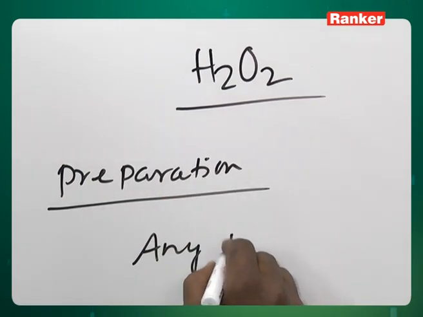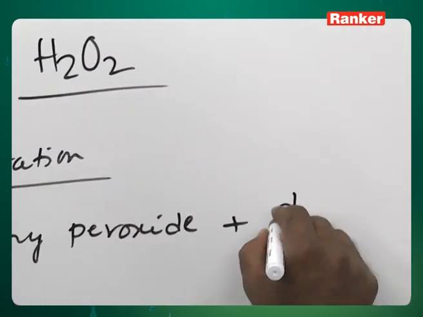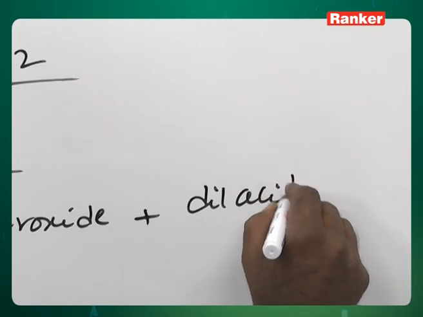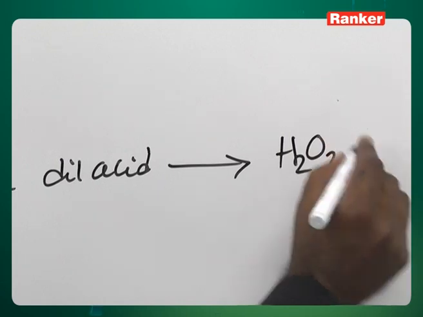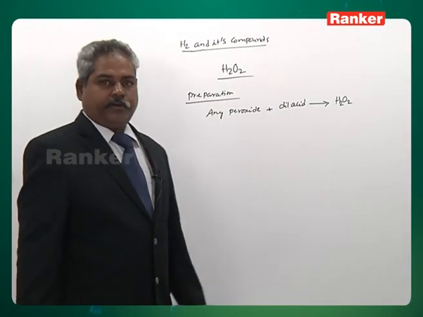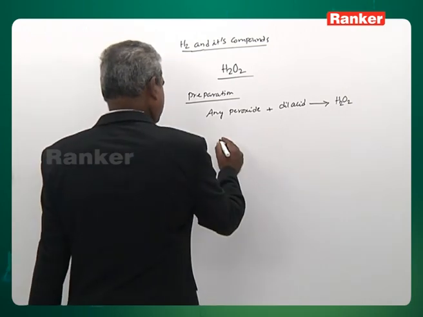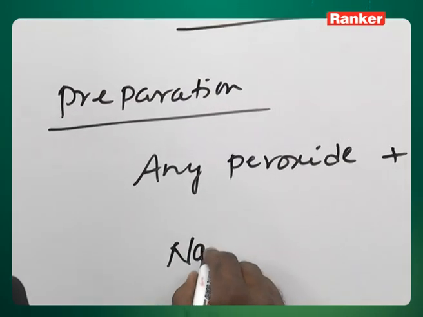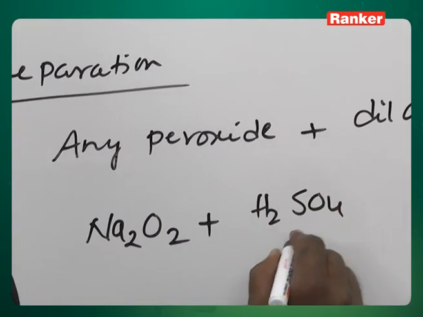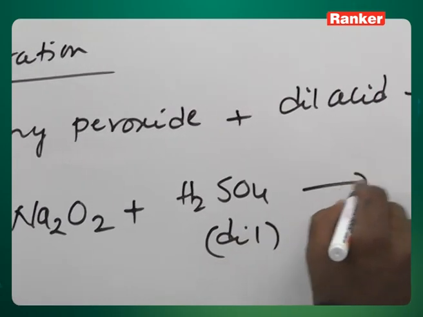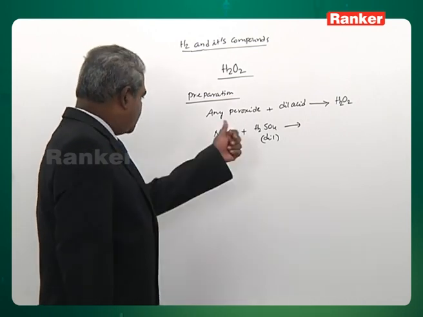Any peroxide plus dilute acid, you get hydrogen peroxide. Any peroxide, you should start with a peroxide. Look here. Na2O2 plus dilute H2SO4. Will you get H2O2? Depends on whether this is a peroxide or not.